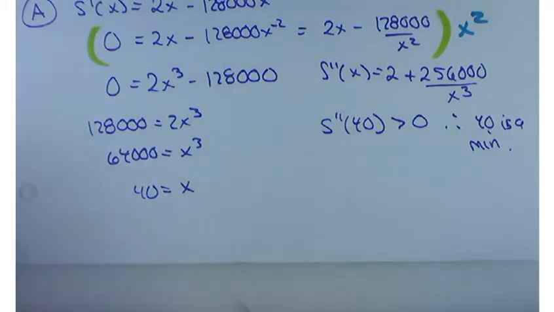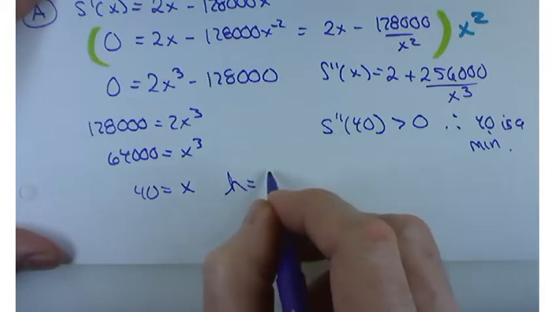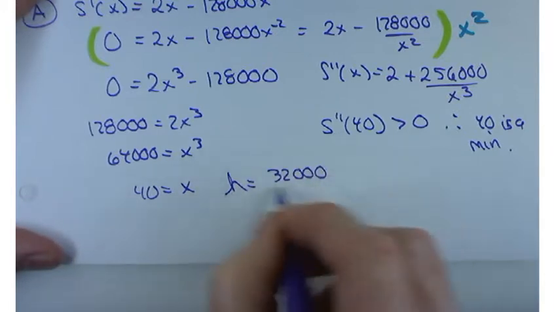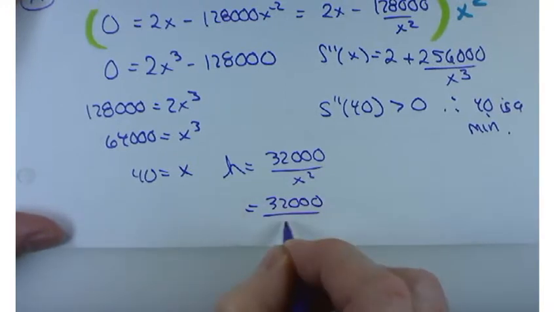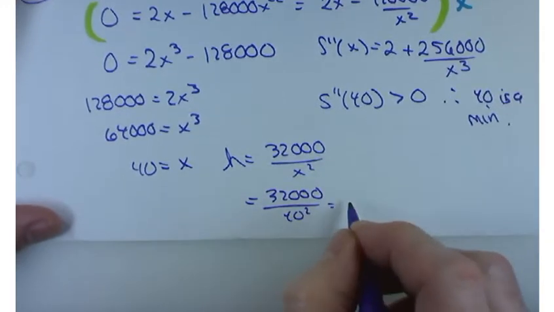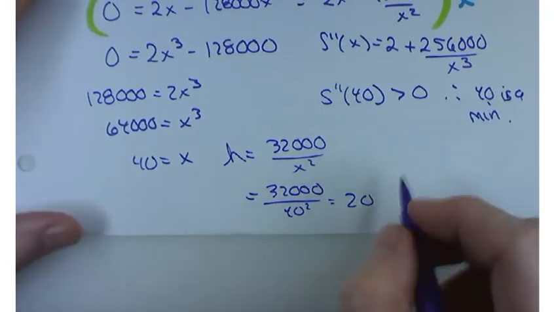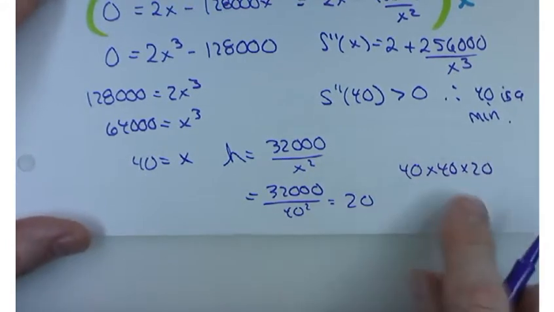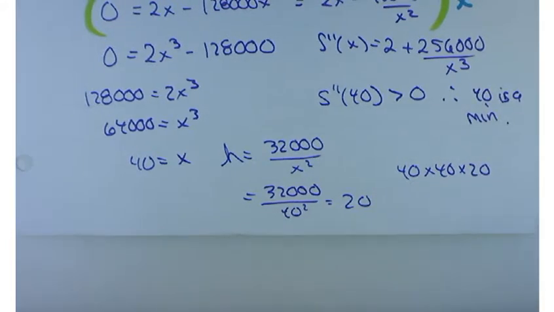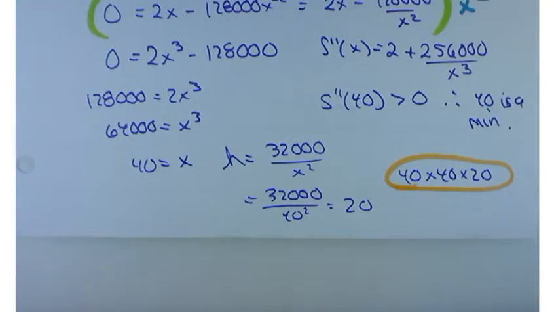Thank you. Let's finish this up. H is going to be 32,000 divided by x squared, which is 32,000 divided by 40 squared, and I'm thinking that's going to be 20. Someone want to check me on that? So 40 by 40 by 20 will be the overall dimensions. Nice.